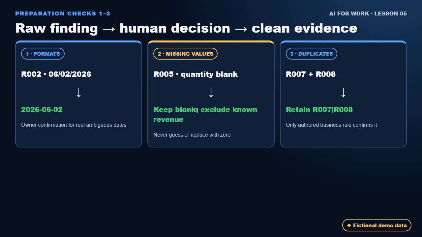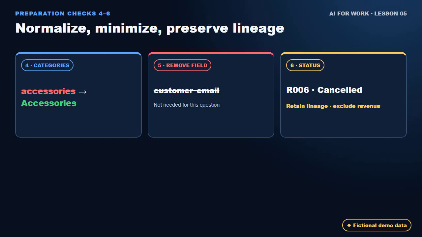Third, duplicates. Remove R008 only because this fixture's business rule confirms it duplicates R007. Similar-looking rows are not enough. Fourth, categories. Normalize lowercase accessories to the approved accessories label. Fifth, remove the customer email column. Even though these addresses are fictional, contact details are unnecessary for this question. Sixth, keep the cancelled service row for lineage, but exclude it from completed revenue.